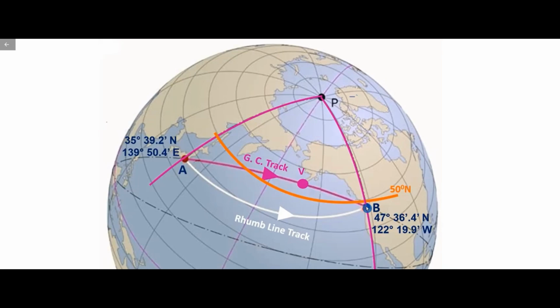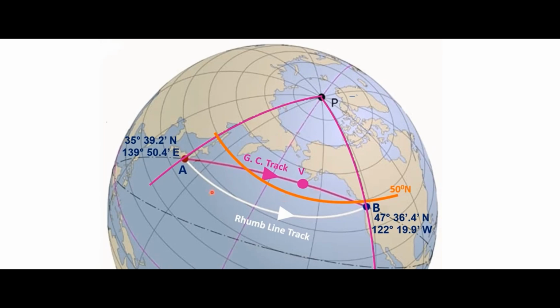But there is another possible way which, if we follow, will give us an even shorter distance than this, and at the same time will not cross the limiting latitude also. So what is that way with which we can avoid latitudes higher than 50 and follow a track which is even shorter than this? Let's see. Some part of it is crossing the limiting latitude.